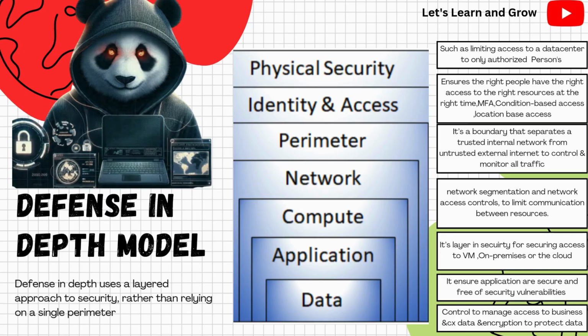Perimeter is a boundary that separates a trusted internal network from the untrusted external internet to control and monitor all the traffic. Network, segmentation and access controls limit communication between resources. Compute is the layer for securing access to virtual machines on premises or in the cloud. Application ensures applications are secure and free of security vulnerabilities. Lastly, data: controls to manage access to business and customers' data, and encryption to protect data.